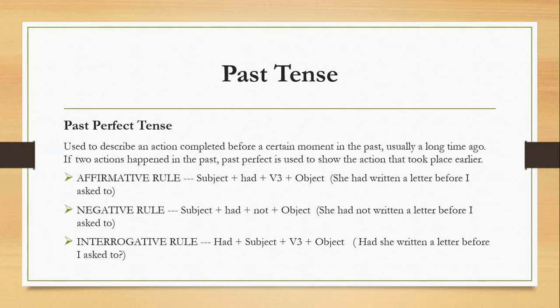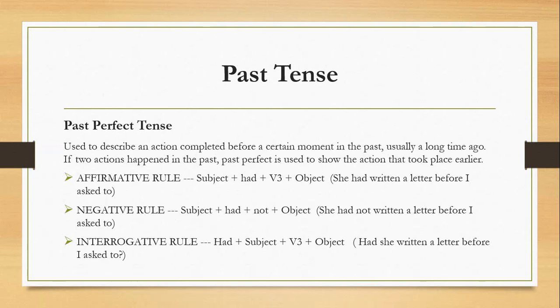So suppose there are two actions. One is a patient died and then the doctor came. The first action, patient died; the doctor arrived later. So we can say the patient had died before the doctor arrived. The earlier action will be in past perfect tense and the later action will be in simple past tense. For affirmative, we have subject plus had plus V3 plus object.